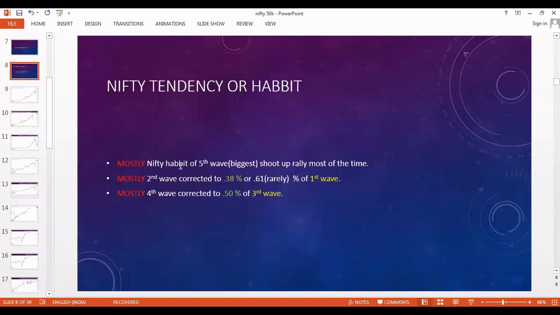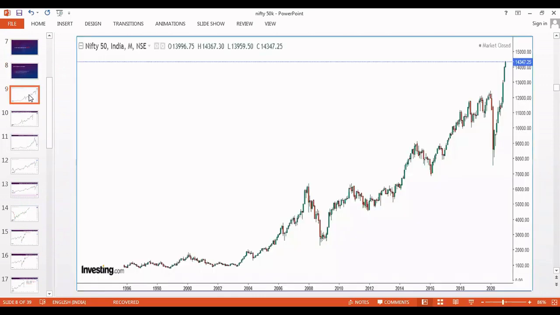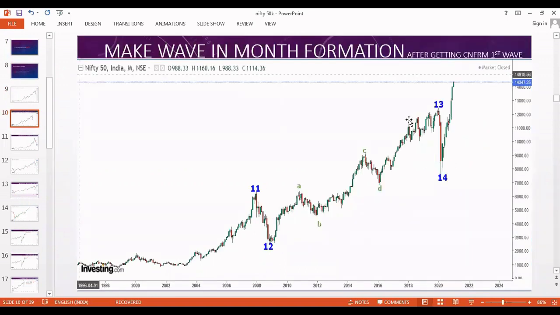Before checking that, we must know the habit of Nifty. Nifty has a habit where the fifth wave is the largest wave, means the fifth wave is the biggest among 1, 2, 3, 4, 5. The second wave mostly corrects 0.38 of the first wave, and the fourth wave mostly corrects 0.50 of the third wave. This is Nifty. We know that two corrections came in 2008 and 2020.